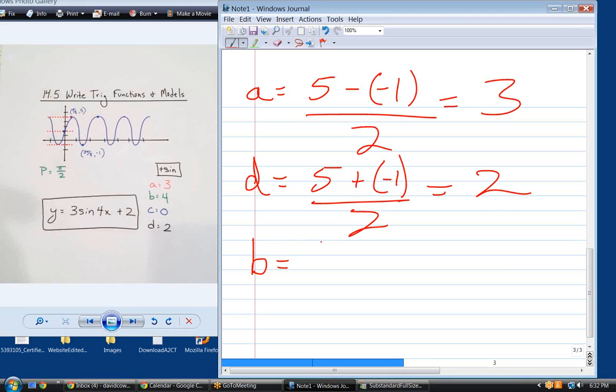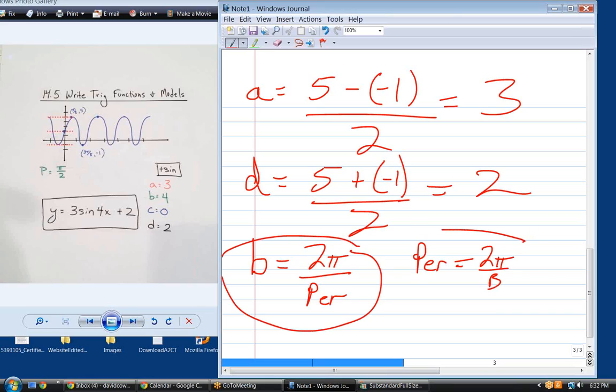B is 2 pi over the period, for the same reason that when we were looking to figure out the period, we took 2 pi over b. Those two things mean the same thing. In other words, one is just algebraically manipulated from the other. So to figure out b, I need to figure out the period. Well, how do I figure out the period?